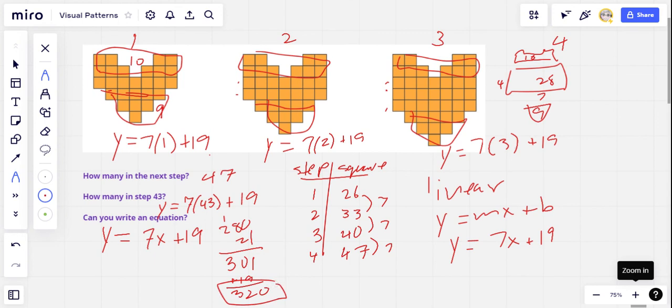Well, how did that go for you? Did you get 47 for step 4? Did you get 320? Let me know.